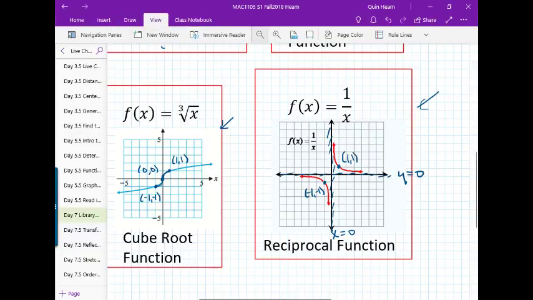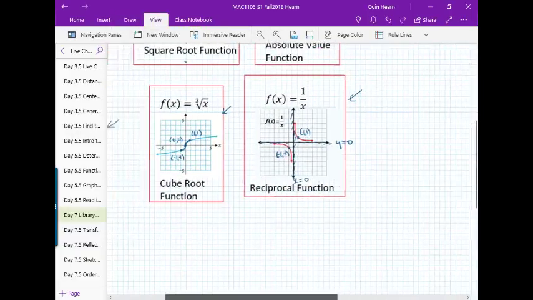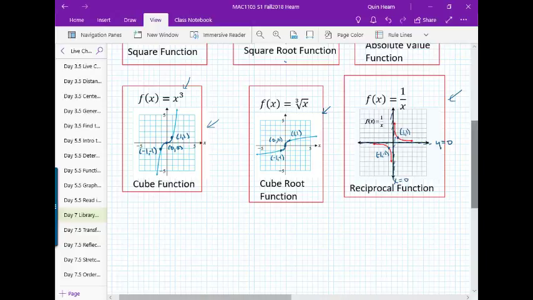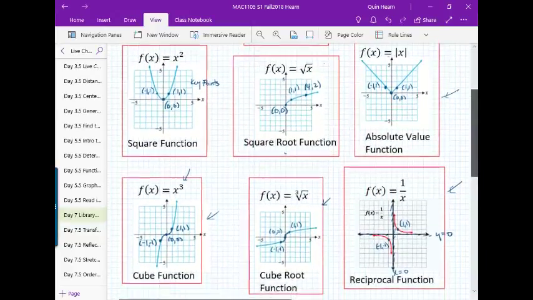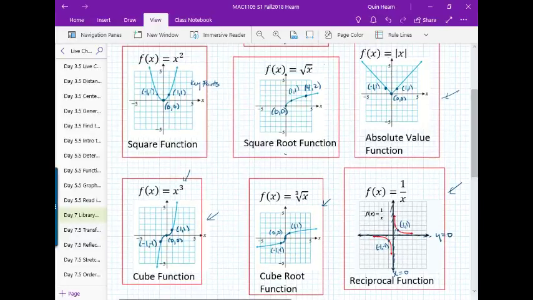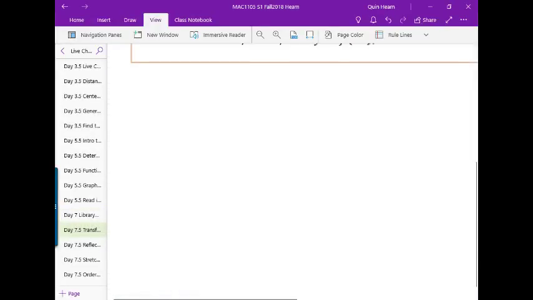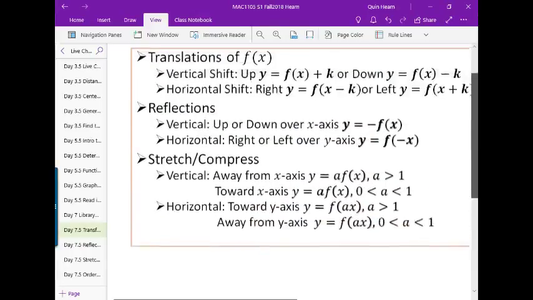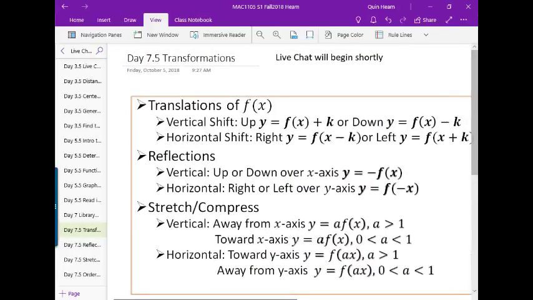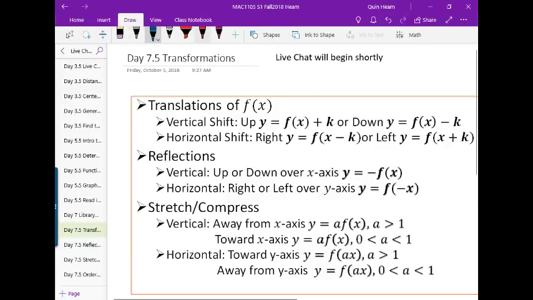So I think I've covered all of these now. So this is the library of functions that you need to memorize and their key points. So now let's work with these. We're going to look at transformations of them. There are 3 types of transformations. There are translations, which are vertical and horizontal shifts. We talked about vertical and horizontal shifts in class yesterday, or sorry, the last time we met.